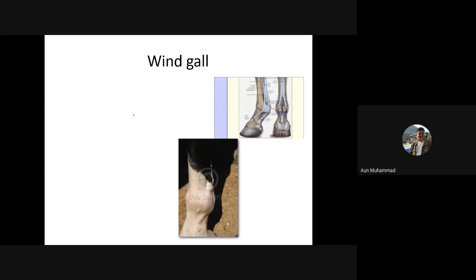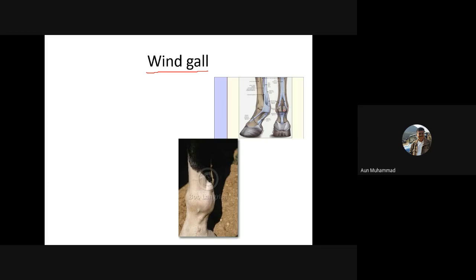The condition is called windgall. This is also a very common condition in equine, and in fact this condition is because of inflammation or infection of the tendon sheath of the flexor tendons, which are present at the level of the fetlock joint.